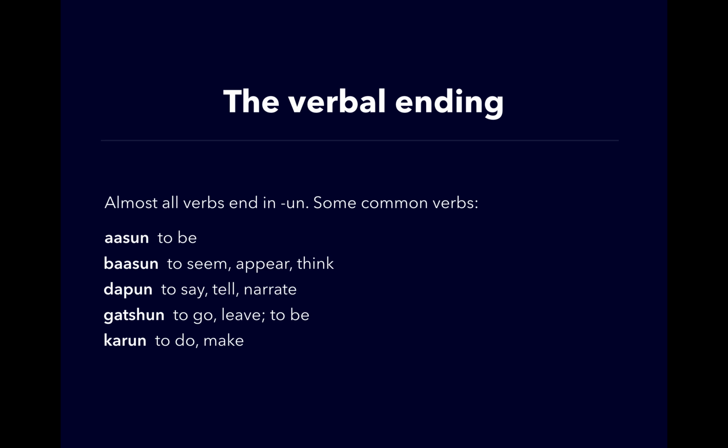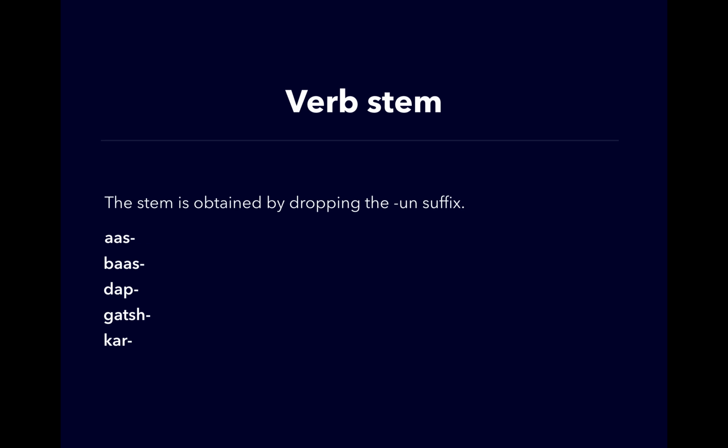Gatsun is slightly tricky because it means to go or to leave, but it can also be used as another kind of copular verb, which also means to be something. However, it has specific usage and can't always be used where you would use asun.